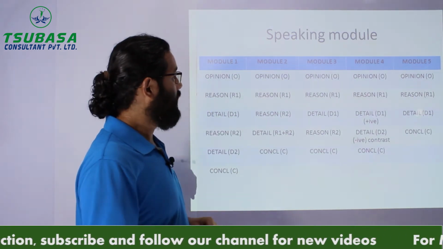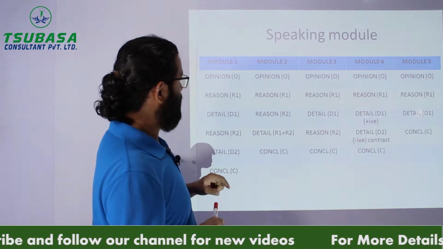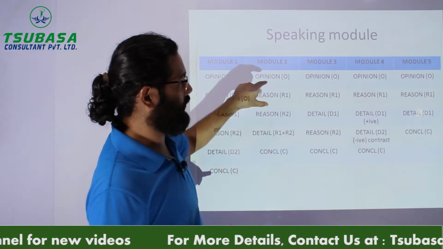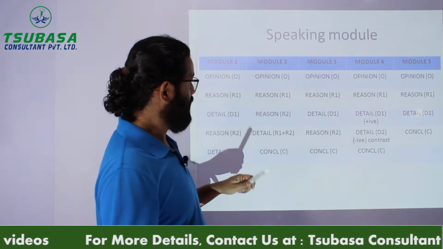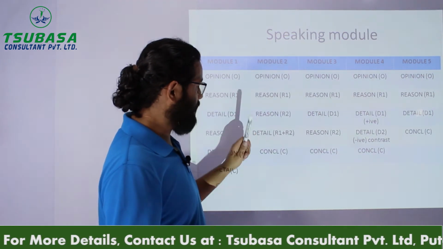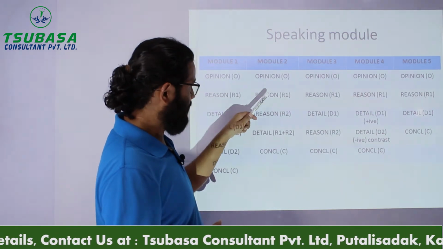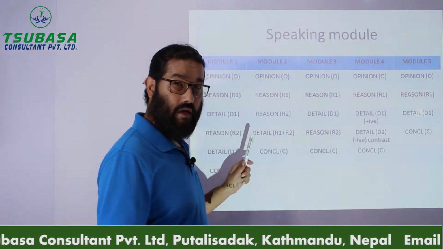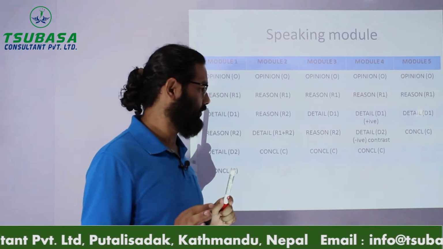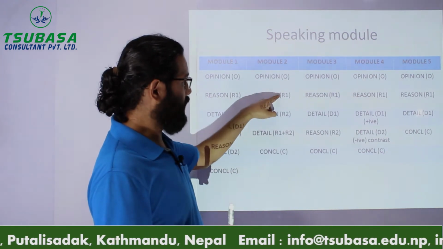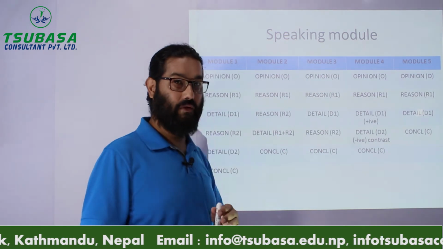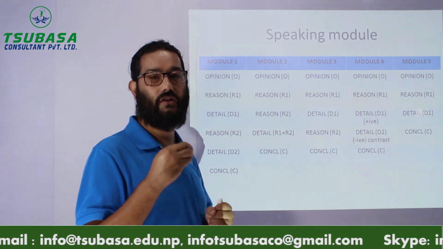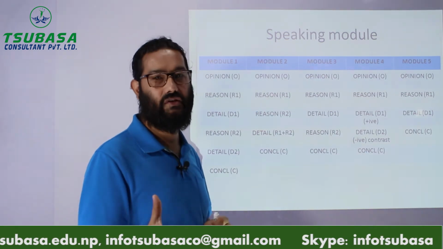So that's module 1. On module 2, the opinion and reason 1 work the same for all modules. So I'm going to move on to this. When you're in module 2, you're going to give the first reason, second reason, and then on the detail section, you're going to provide one detail that will support both R1 and R2. For example, you say, I like eating at home because it's affordable and is hygienic.